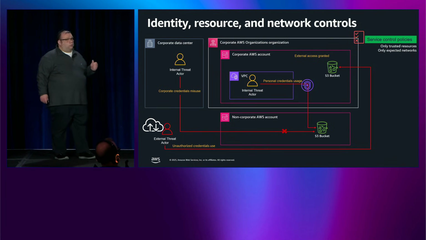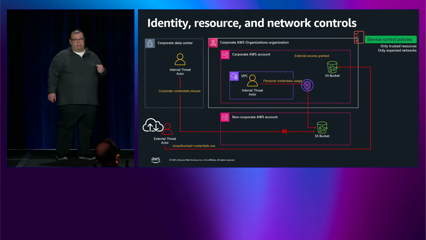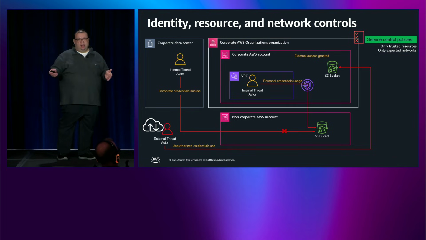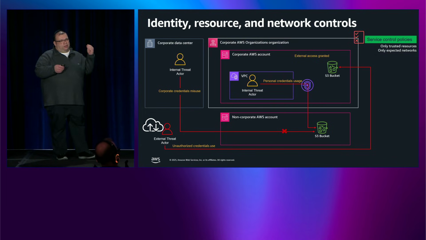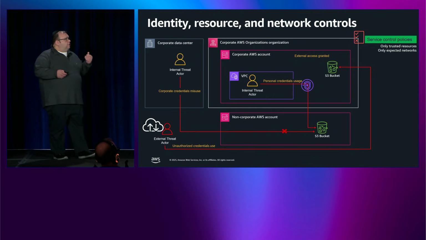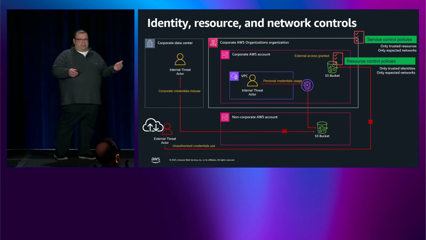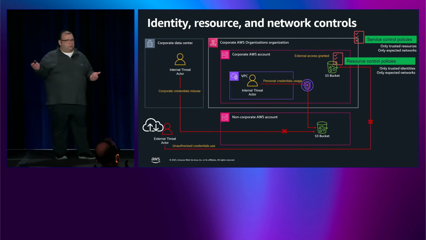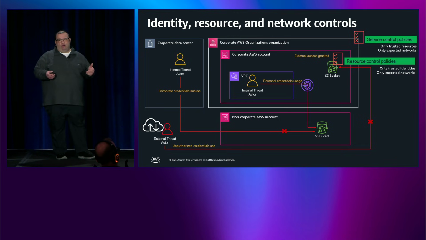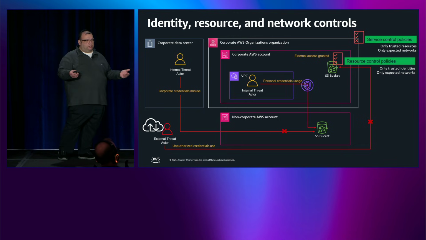So if I want to say only trusted resources could be accessed by my principals, I could put an SCP with the resource org ID condition key that says only resources that belong to my organization can be accessed. The other thing that we implement is resource control policies, right? Because I need to do the same thing on the resources. I want to make sure that my resources could only be accessible by principals that belong to my organization or my trusted vendors or my trusted partners.